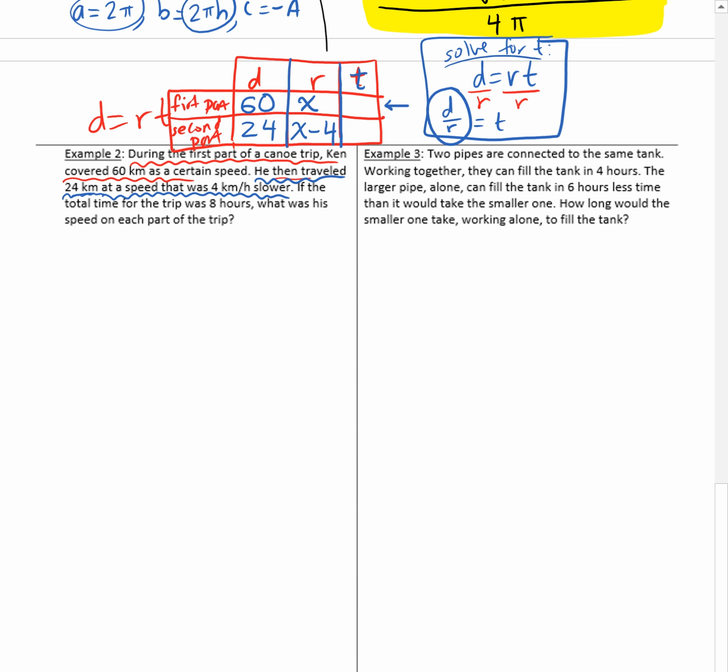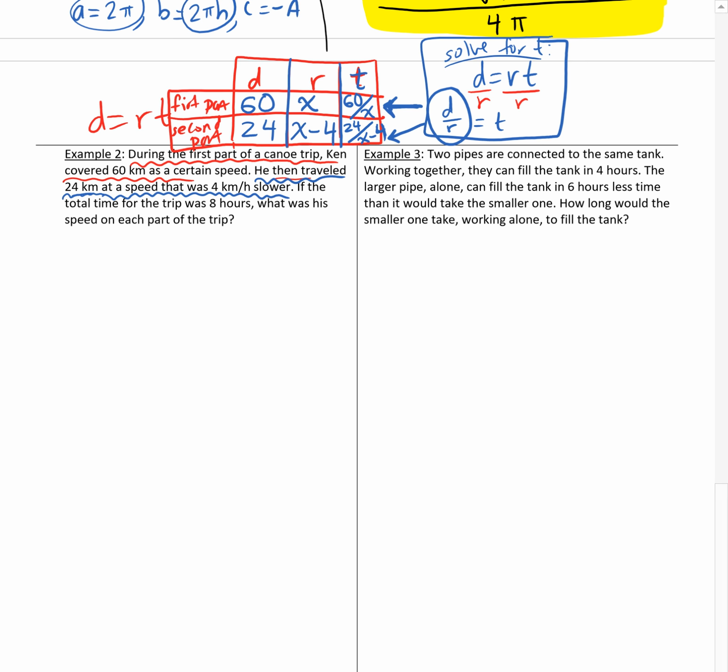So for the first part of the trip, the time he took is the distance that he went, which was 60, over his rate, which was x. That must be his time, the fraction 60 over x. And for the second part, same kind of thing. It was his distance for the second part, which was 24, over his rate or his speed, which we wrote x minus 4. Alright, there we go. So we got the whole table filled in.